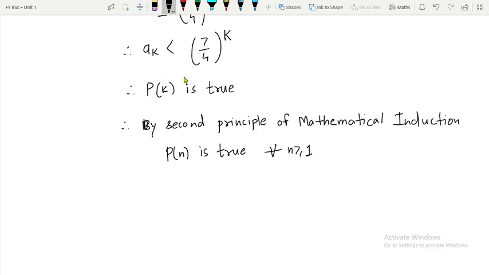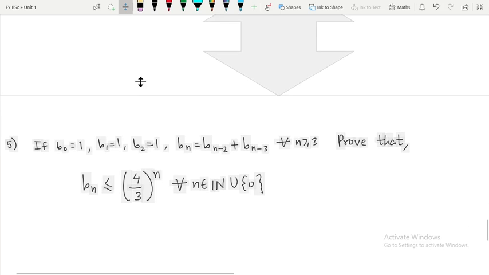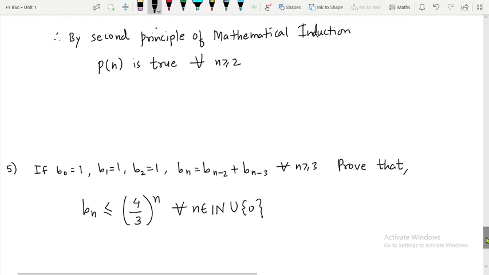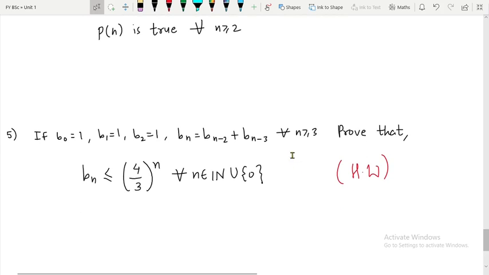That ends our problem. I am giving one example for homework. So this is the example, you can try it at your home. The values of b_0, b_1, b_2 are given. The expression is given for b_n for all n greater than or equal to 3, and we are supposed to prove this. Now just note one thing. We are supposed to prove this for all natural numbers, including 0 also. So you are going to call this statement P of n, but since this statement starts from n greater than or equal to 3, we are supposed to show P of 0 is true, as well as P of 1 and P of 2. Note this.